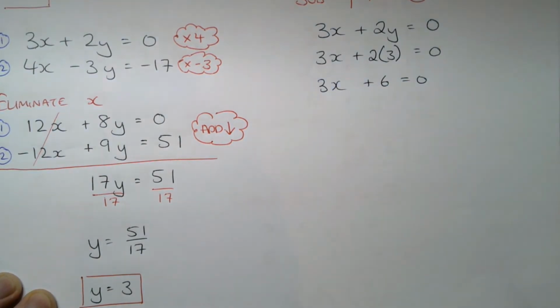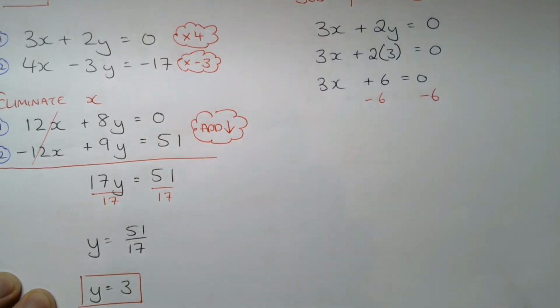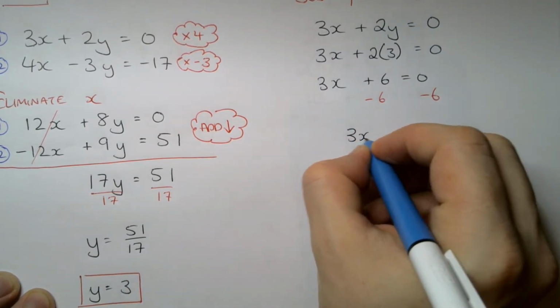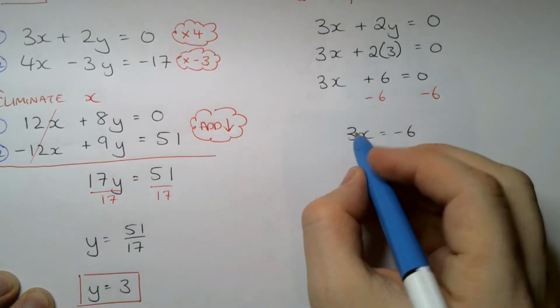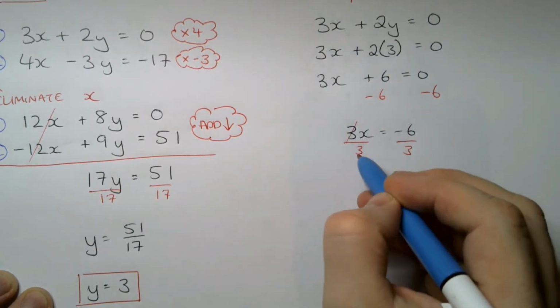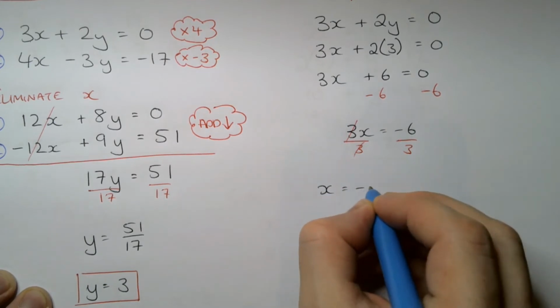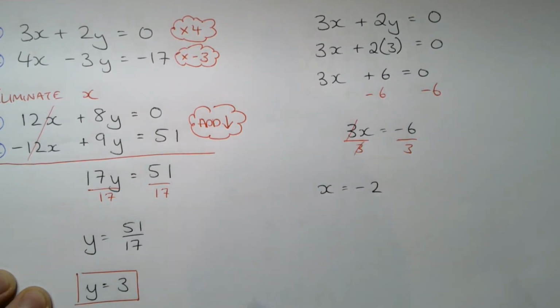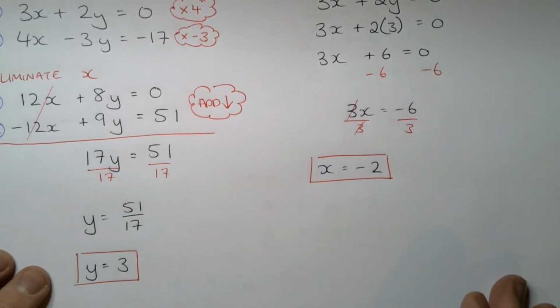I'm trying to get x alone, so I will subtract 6 off both sides. So I get 3x equals negative 6. And then I'm going to divide both sides by 3. They're going to cancel here, and I get x is minus 6 over 3, which simplifies to be x is minus 2. Happy days.